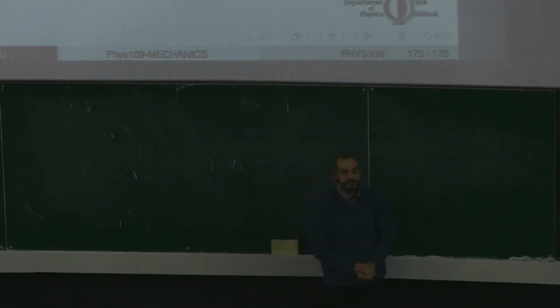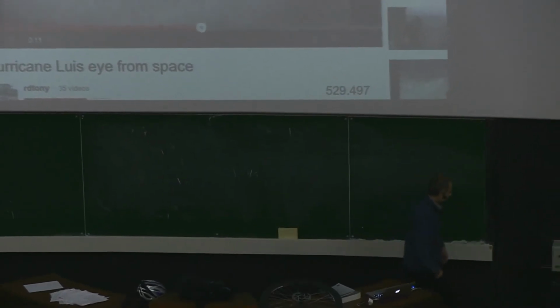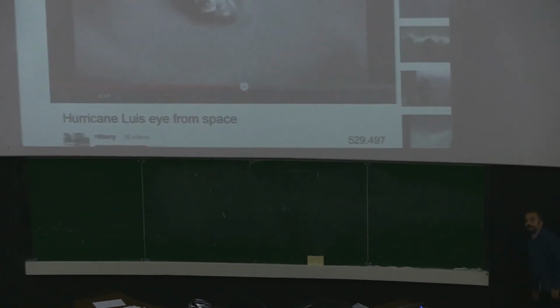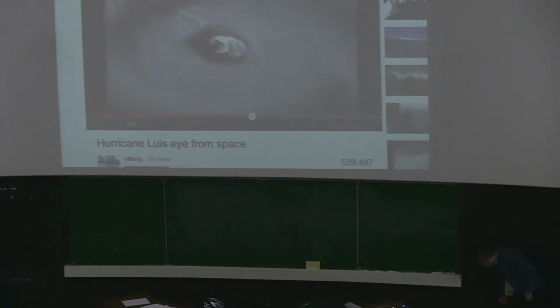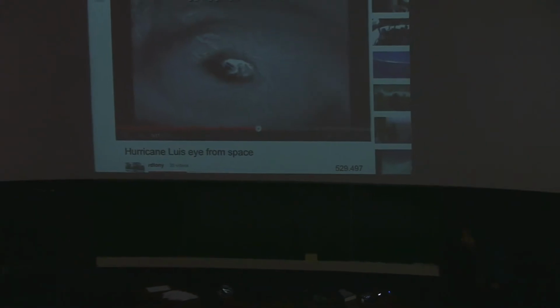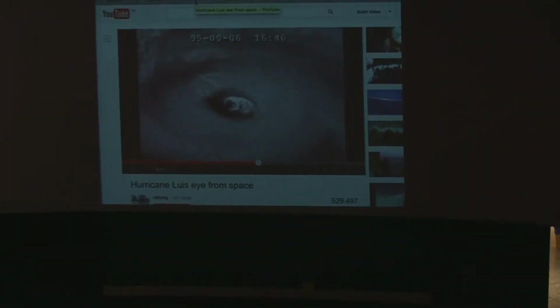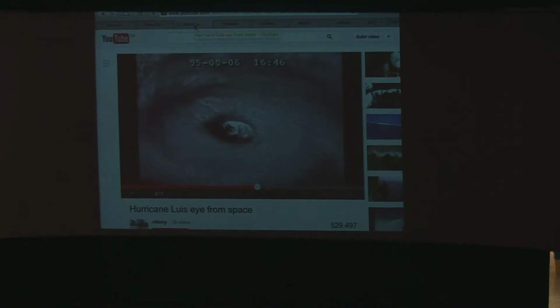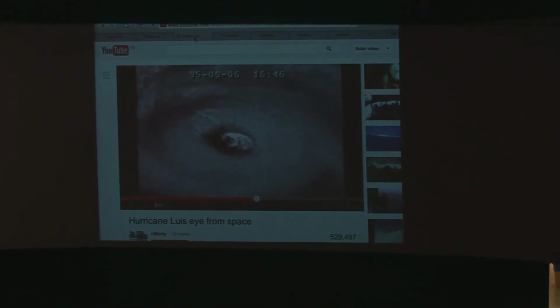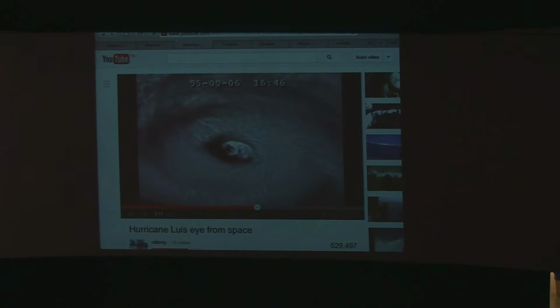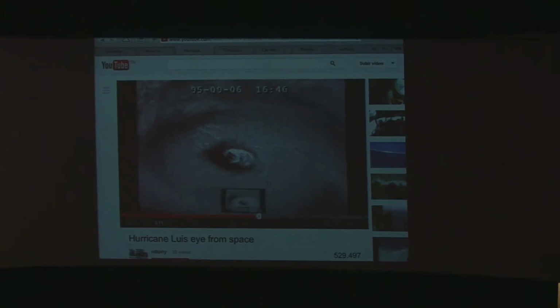Now, this week and next week, we will be studying rotations. So some of the things that we will try to understand, I have a few videos for you. So this is one hurricane close to the US. I want you to pay attention to in which direction it rotates.